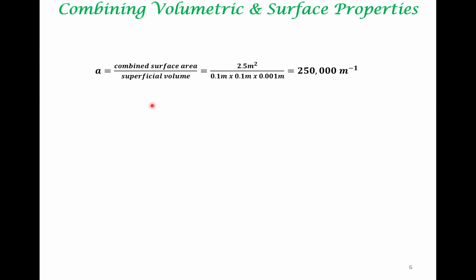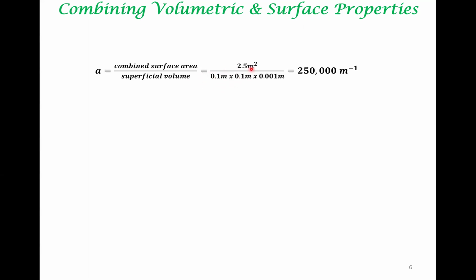Let's move on. So an important quantity in the porous electrode is this quantity, which is a measure of the combined surface area present in a unit superficial volume. This is an important quantity that helps us to move from the interfacial surfaces to a volumetric description that is required in a porous electrode. So the combined surface area can be very high as opposed to the geometric or superficial surface area. For this system, for example, the combined surface area is 2.5 meters squared, whereas the superficial or the geometric surface area is only 0.1 times 0.1.